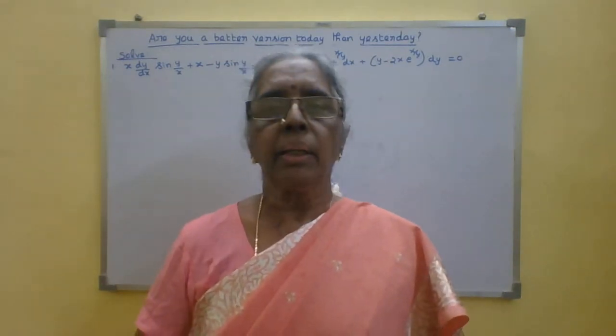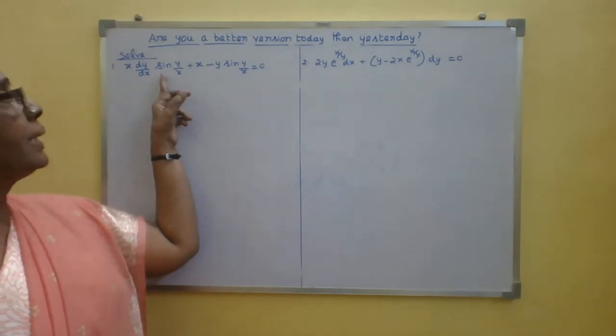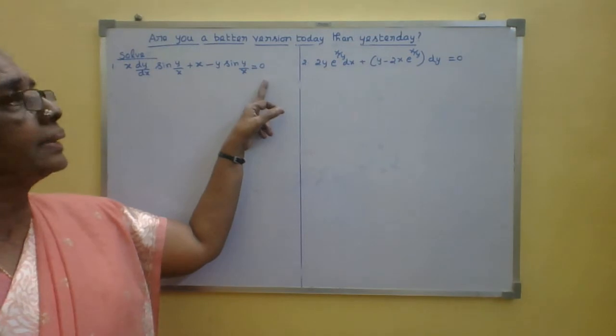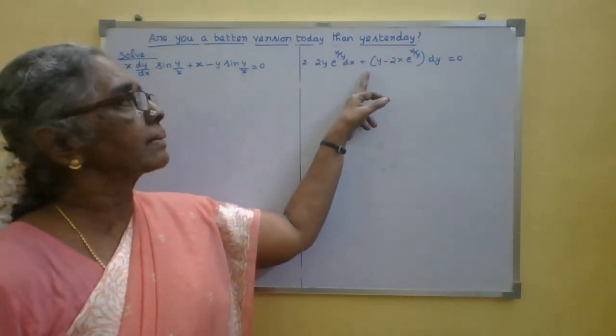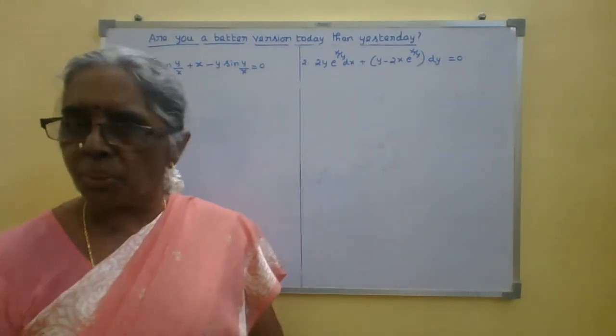Now let us see two different sums. See the first sum: x dy by dx sin y by x plus x minus y sin y by x is equal to 0. The second sum: 2y e power x by y dx plus y minus 2x e power x by y into dy is equal to 0.